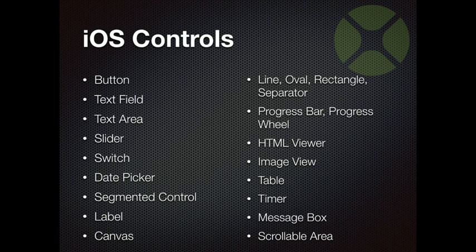There is a table that would be equivalent to maybe the list box you've used in the other project types. And let's see, a message box pops up a little dialog on the screen, and then scrollable area is another control that lets you have a bunch of stuff on it, and then you can just scroll the phone to get to other controls that are lower on the page. So you can essentially have a layout that's larger than the size of the device.